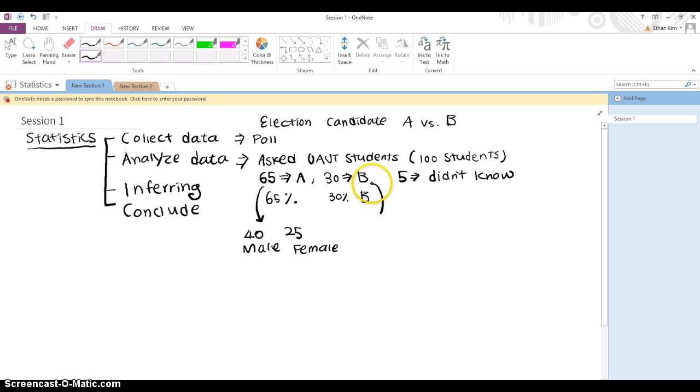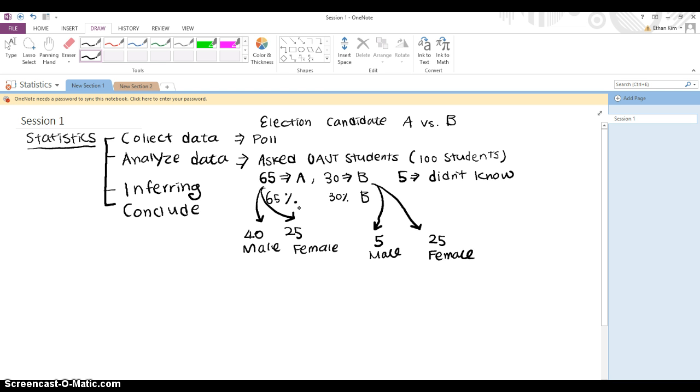And say for B, we can say that 5 people supported were male, and the rest 25 were female, right? So here we're analyzing data. What it means to analyze data, this is what we're going to do for the most part of our class.